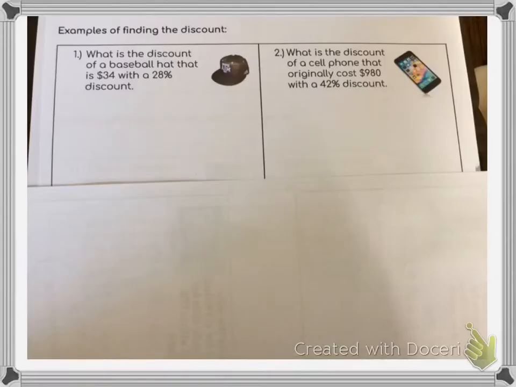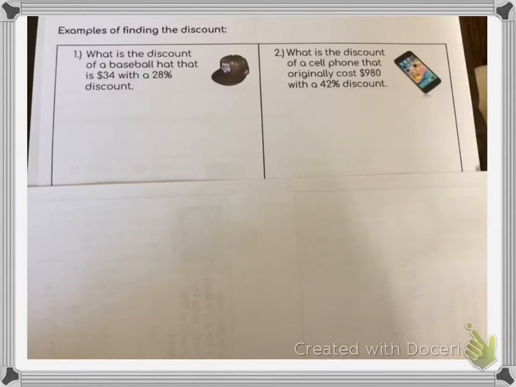So our first example is finding the discount. You've got to be careful with the wording, because if you notice, a couple of the questions say what is the discount, but some of the other ones say what is the sale price, and there's a difference. You've got to do an extra step possibly, depending on which one you're doing. So what is the discount of a baseball hat that is $34 with a 28% discount?